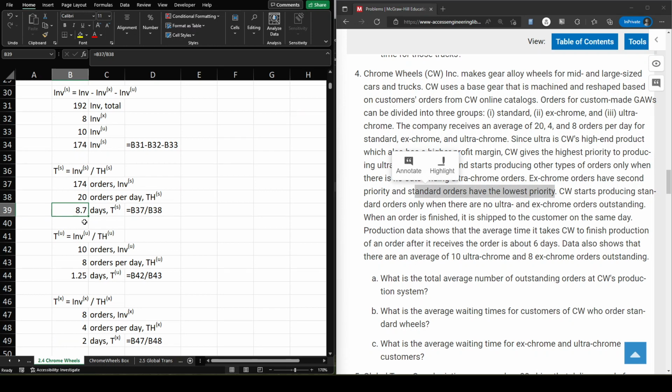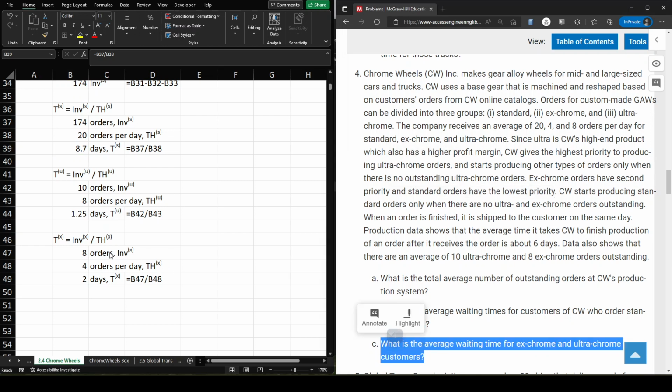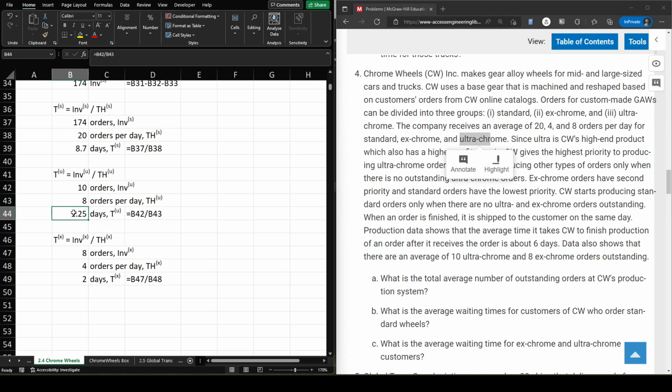We do very similar calculations for the other two products to answer part C. What is the average waiting time for X Chrome and Ultra Chrome customers? We know what the inventories are. We have 10 Ultra Chrome. We know what the throughput is. We have 8 orders per day for Ultra Chrome. We take that 10, divide by the 8, and that gives us 1.25 days as a flow time number. Again, this is using Little's Law. Flow time is equal to inventory divided by throughput.